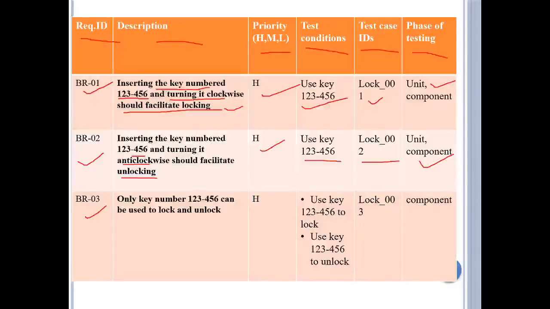The next requirement is that only key number 1, 2, 3, 4, 5, 6 can be used to lock and unlock. If you try to use any other key, then it should not facilitate locking as well as unlocking. So even this requirement has higher priority. So what is the condition? Use key 1 2 3 4 5 6 to lock, and for unlocking also the same set of keys. Lock 3 is given as the test case ID, and this is tested in component testing.